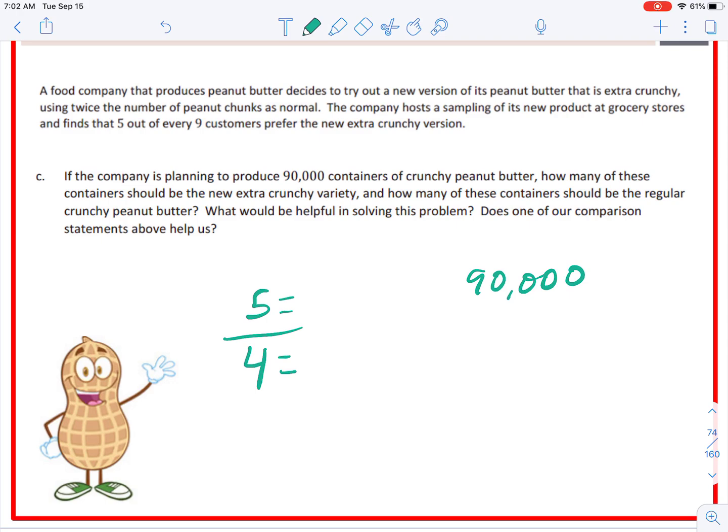Well, 5 plus 4 is 9, and that's our ratio. That's the 9 customers that they surveyed. So for the 5 extra crunchy would be 50,000, and for the 4 that prefer the regular would be 40,000. And if you add both of those up, you get 90,000. Use those ratios to help you find these multiplicative answers.